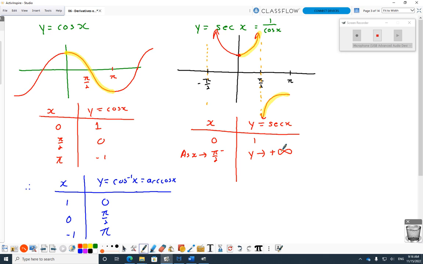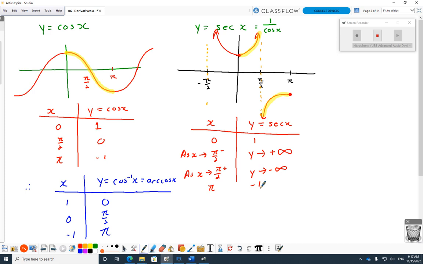Then, on this side of the asymptote, as x goes to pi over 2 from the positive side, y goes to negative infinity. So on this side of the asymptote, when I'm on the positive side of pi over 2, it goes to negative infinity. And then I'm lucky, I do get another point. Pi, negative 1. So apparently that's what I'm going to use to make my new table of values.